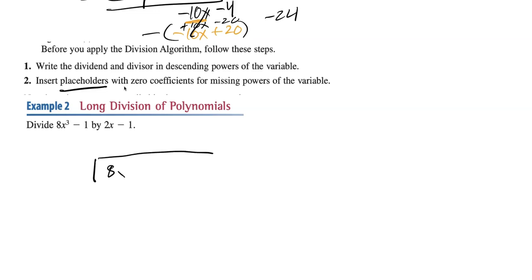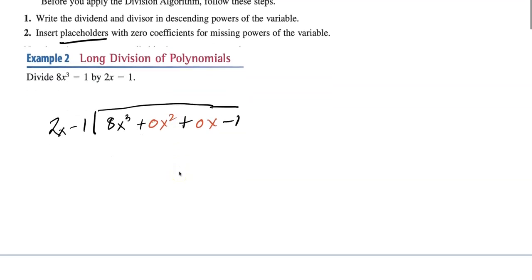So 8x cubed, and we're going to put plus 0x squared plus 0x minus 1. Right, we'll put these placeholders to keep everything in line, make it nice. So it's just like a trick to make the math easier, because that's the way it's supposed to go in order. And then other than that, it's the exact same thing, right? I'm going to look at the first one here. I'm going to do this one a little faster. That's 4x squared, right? 2 times 4 is 8. X times x squared is x cubed. Multiply by both of these, so I get 8x cubed minus 4x squared.